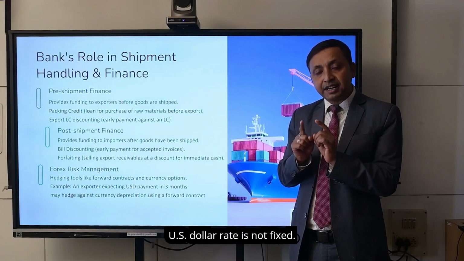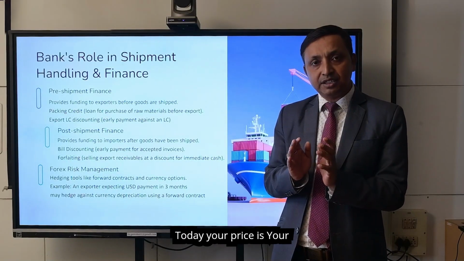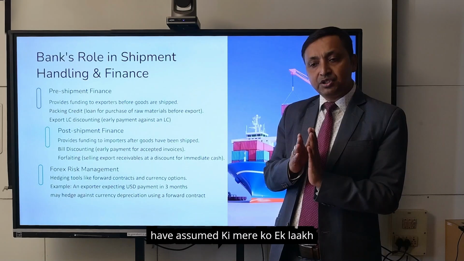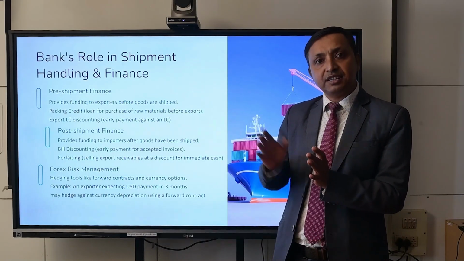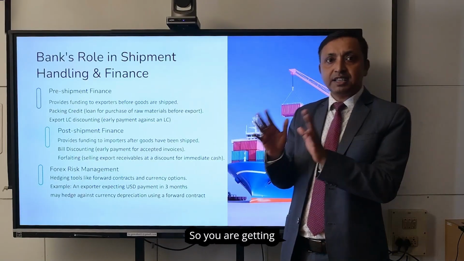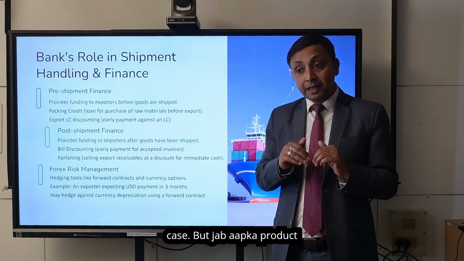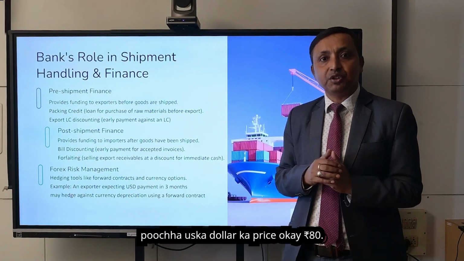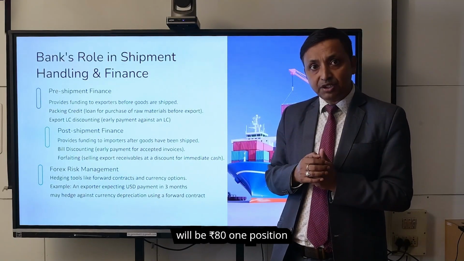But US dollar rate is not fixed. Today, your dollar price is 83, supposing. You have assume कि मेरे को 1 लाख इंडियन रुपीस के अगेंस्ट में मेरे को 83 की डॉलर के हिसाब से मेरे को पैसा मिलेगा और 1 लाख डॉलर में आपका डील फाइनल हुआ है. सो you are getting 83 लाख rupees in your case. बट जब आपका प्रोडक्ट पहुंचा उस वक्त डॉलर का प्राइस हो गया 80 रुपीज. सो आपका तो 3 लाख रुपए लॉस हो गया because you will get, the dollar price will be 80 rupees.